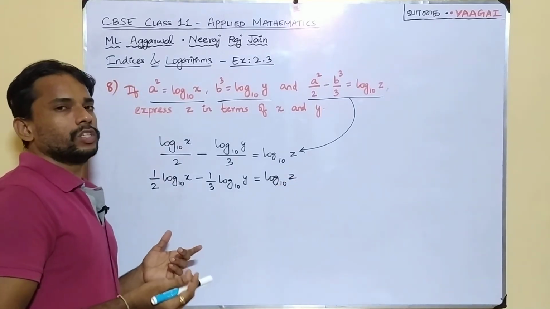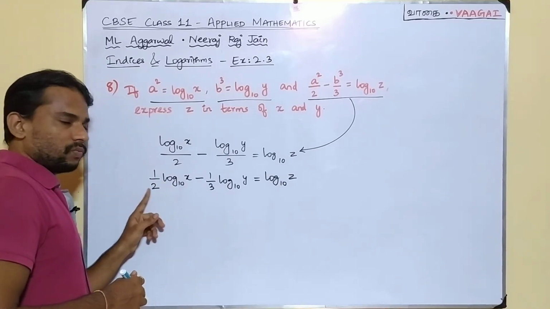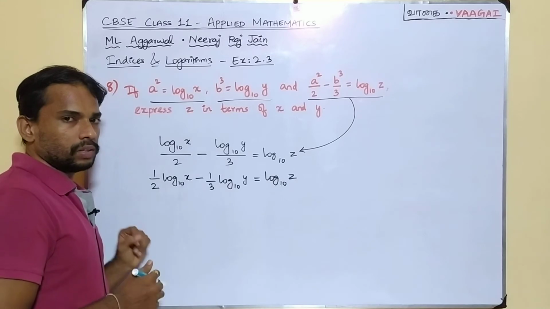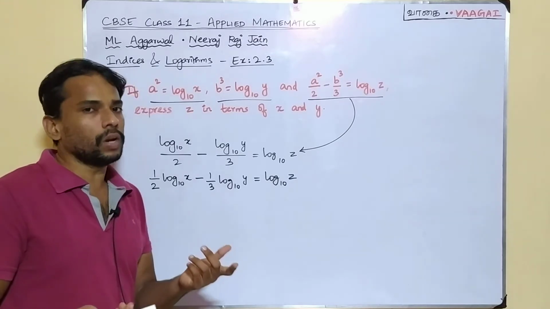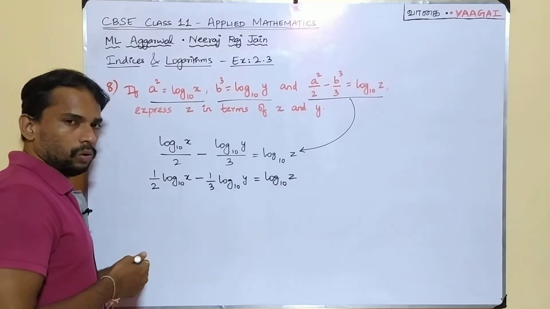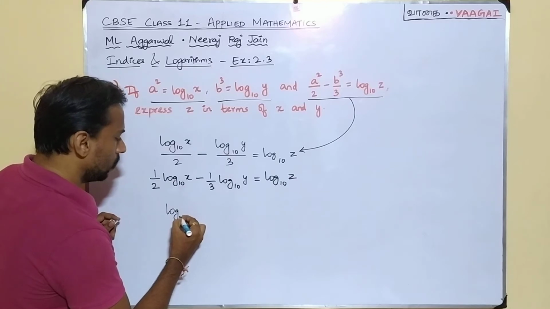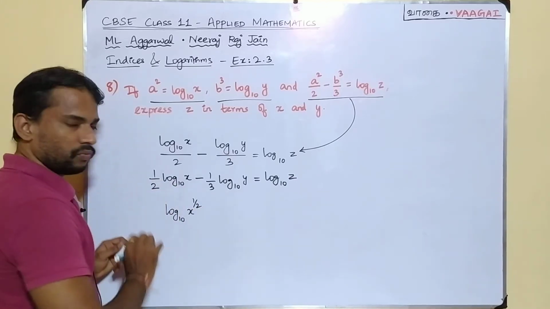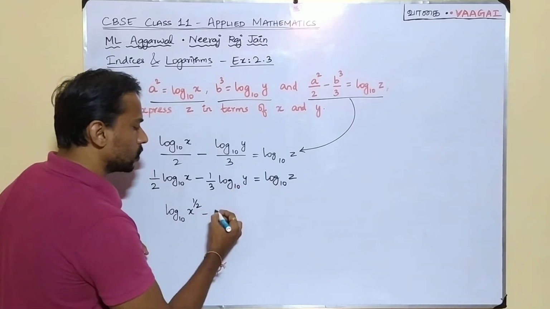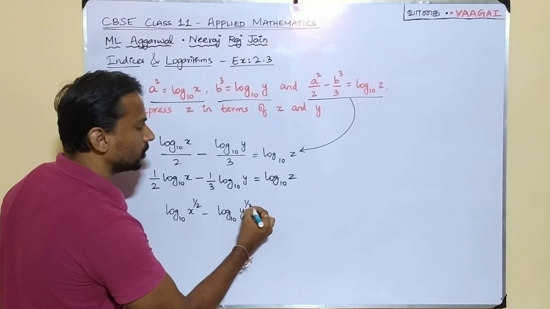Next, as usual, since we have log values with some constants in front of them, we can very well use the power rule now. So once we use the power rule, what happens? This will become log to the base 10 of x power half, minus log to the base 10, here y power 1 by 3.